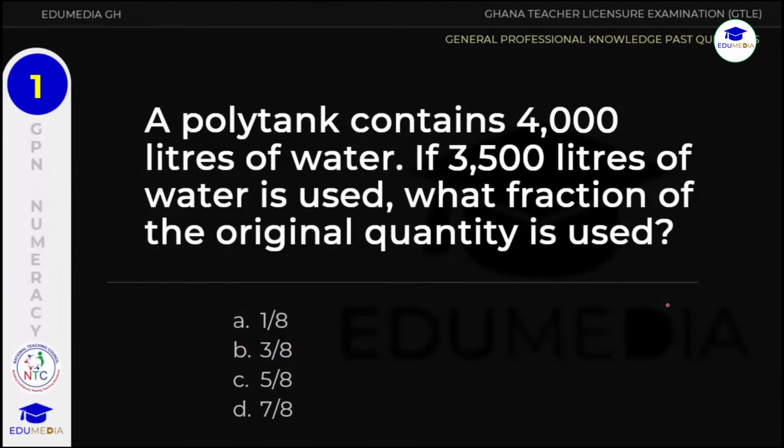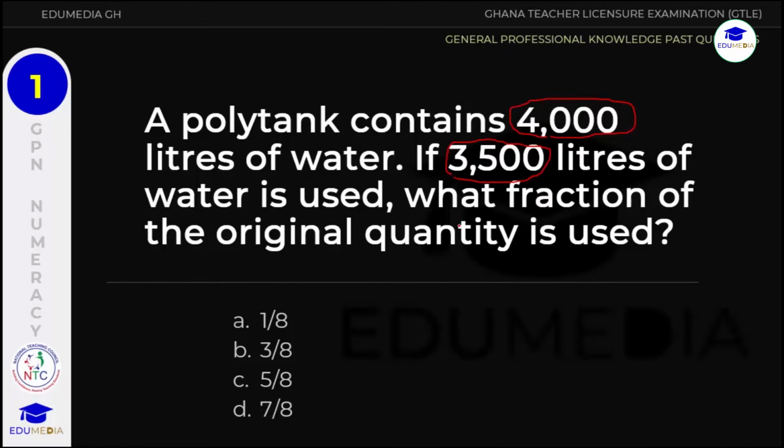Question number 1. A polytank contains 4,000 liters of water. If 3,500 liters of water is used, what fraction of the original quantity is used? For this question, we've been given the quantity of water that is in the polytank, that's the full capacity, 4,000, and then we are told that 3,500 has been used. So probably the remaining one is going to be 500 liters. Now the question is asking for the fraction of the original quantity that is used, that is the fraction of this 3,500. What fraction constitutes that?